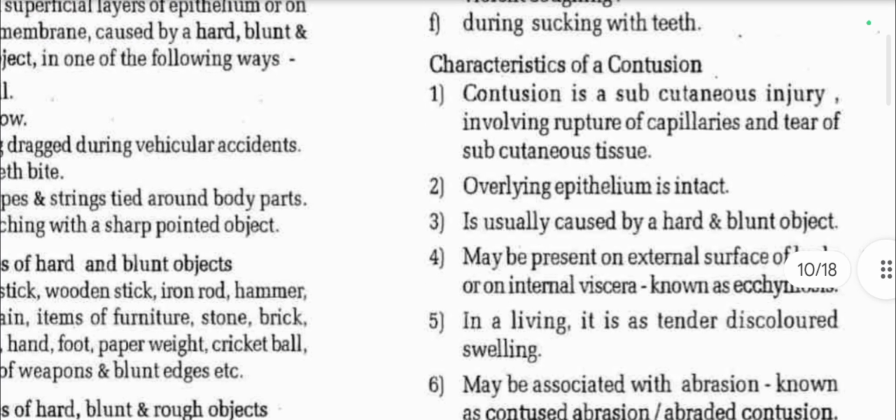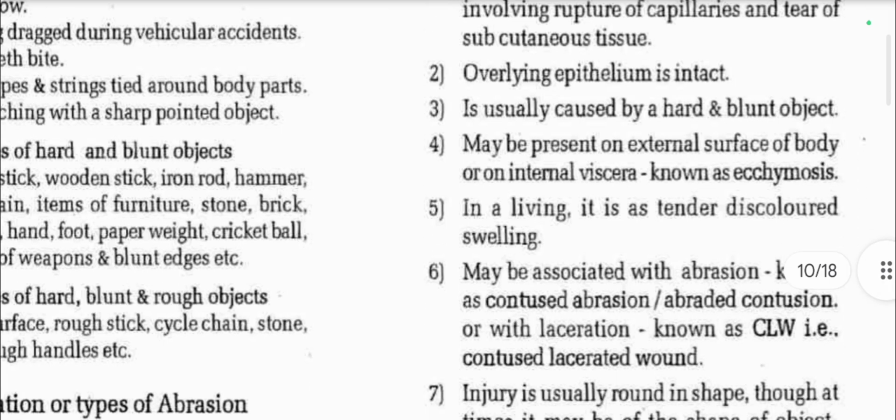Now, what are the characteristics of a contusion? Contusion is a subcutaneous injury, basically injury to the dermis, involving rupture of capillaries and tear of subcutaneous tissue. Overlying epithelium is intact. It is usually caused by a hard and blunt object, and may be present on the external surface of the body or on the internal viscera, known as ecchymosis. So whenever the bruise or contusion occurs inside, in the internal viscera, that is called ecchymosis. Whenever it is outside, it is called either bruise or contusion depending upon the location.